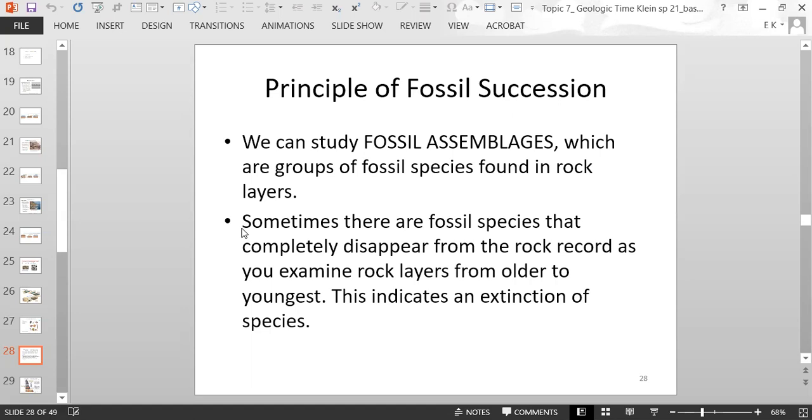But you would have to examine different areas around the world. Other scientists would do the same studies, and then you would find that particular organism did not exist anymore after a particular time, and you would find it's consistent around the world, then that would indicate an extinction.